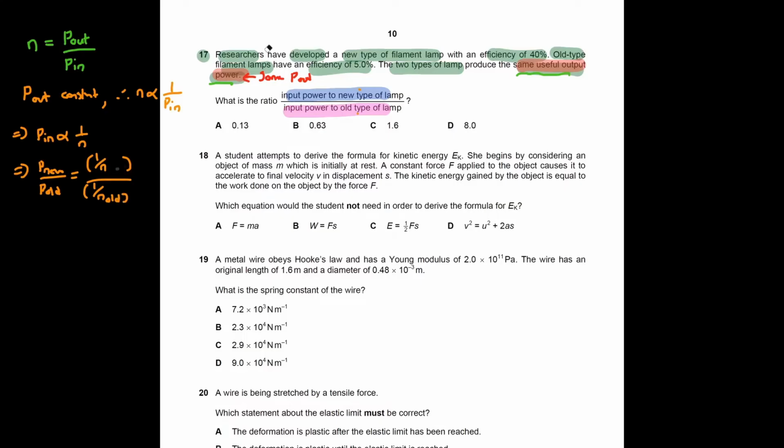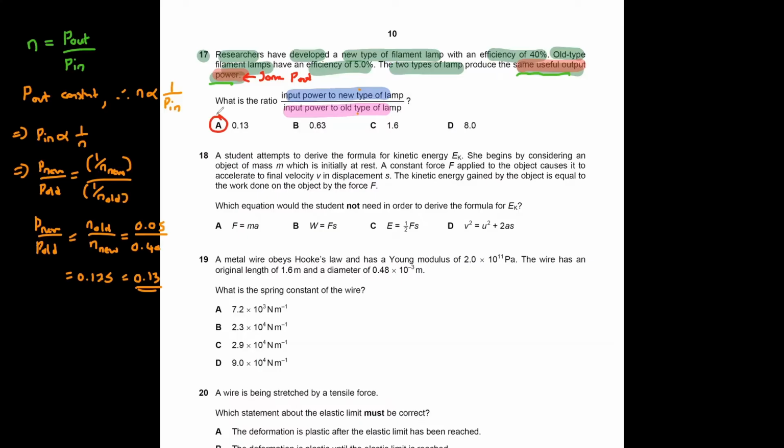Okay, maybe I write this better. 1 over the new efficiency over 1 over the old efficiency, which in turn gives me this: η old over η new. So the old efficiency is 5%. Let's just change it to a fraction. The new efficiency is 40%. Let's just change it to a fraction. Eventually, you will get your answer as 0.125. Round it to 2 significant figures, it will be 0.13. Your answer would be A.